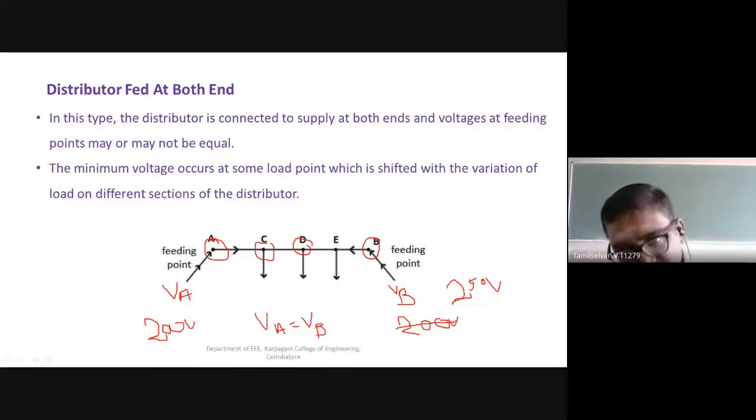Or you can calculate, if you know the current and the voltage, we are able to calculate what is the resistance at this section. Also, we can calculate that.